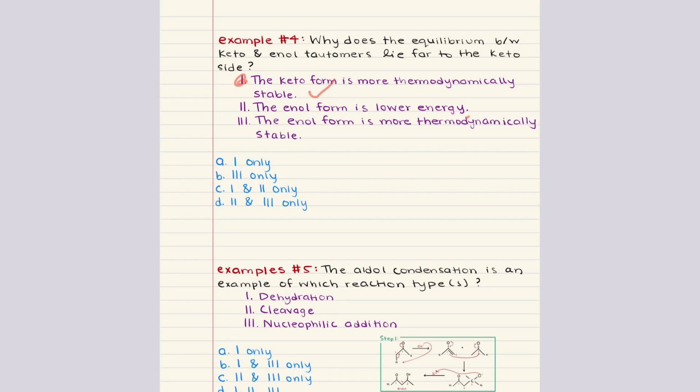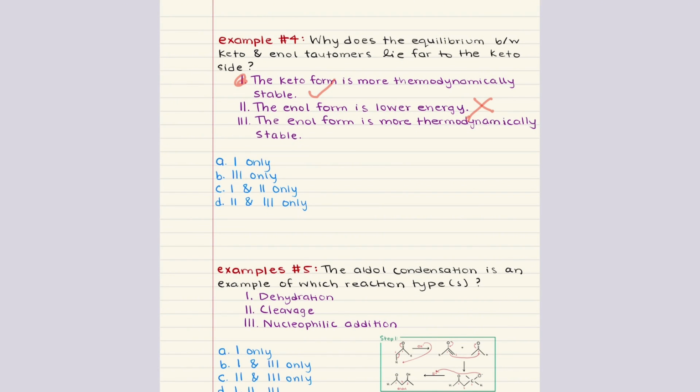The carbonyl bond is stronger and lower in energy than the carbon-carbon double bond in the enol, making the keto form more thermodynamically favorable. This is the key reason why the equilibrium lies far to the keto side. Statement 2 says the enol form is lower in energy. This is incorrect. In fact, the enol form is higher in energy than the keto form in most cases, which is exactly why it's less favored at equilibrium.